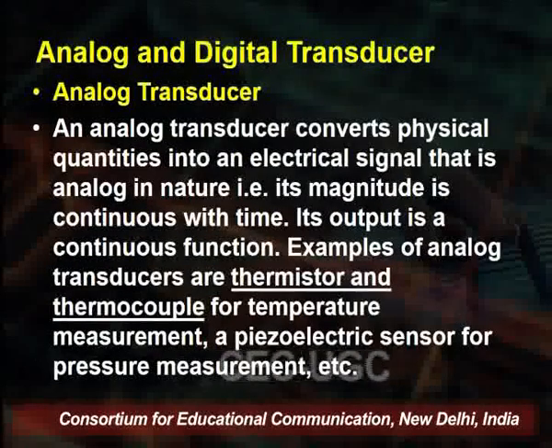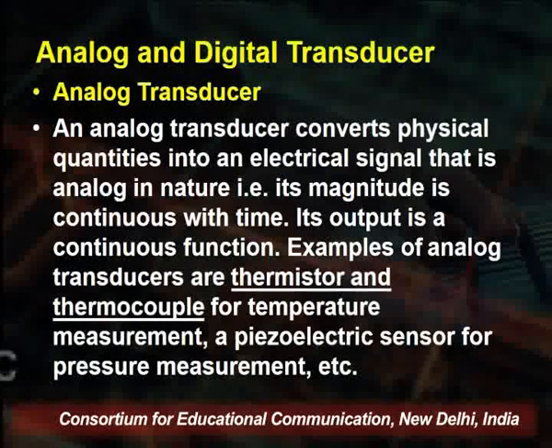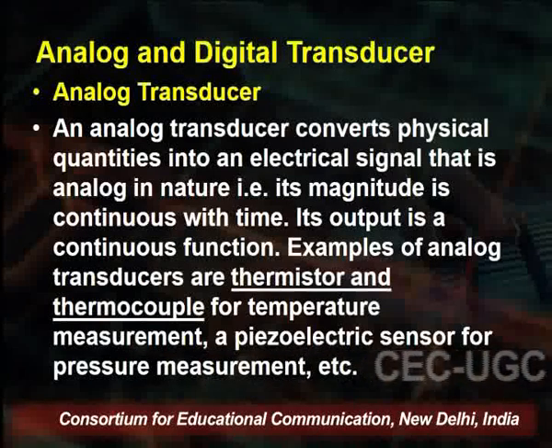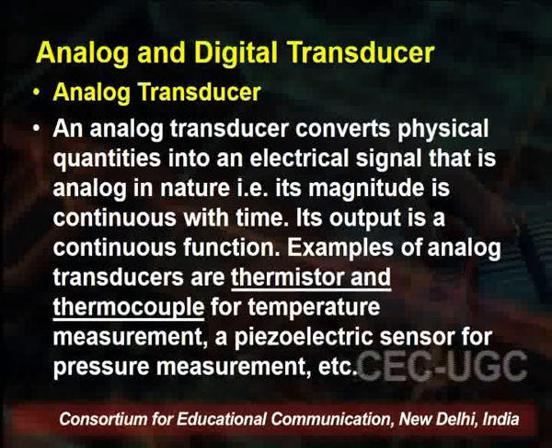Now, on the basis of the input and the signal we are giving, the transducers are divided into two parts. Number one is analog and the other is digital transducers. What are the analog transducers? This type of transducer converts the physical quantity into an electrical signal in the form of an analog signal. Means the output is in the form of analog, so its magnitude is continuous with time. The output is a continuous function in the case of the analog transducer.